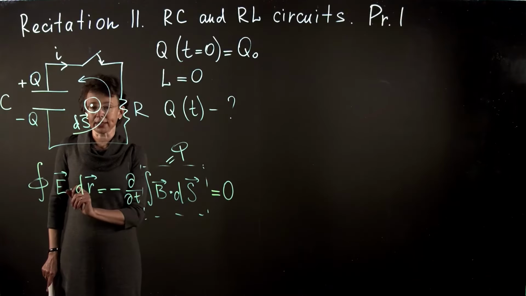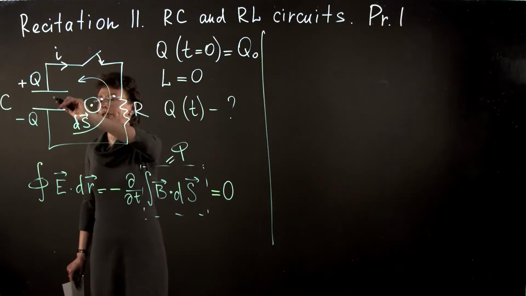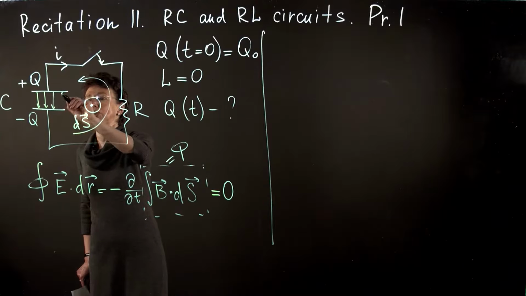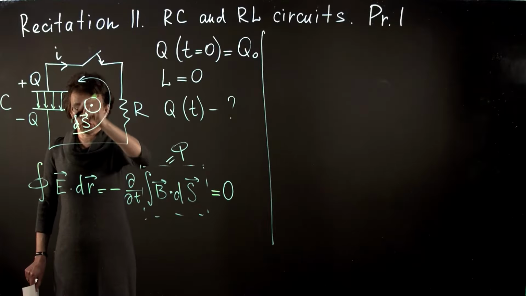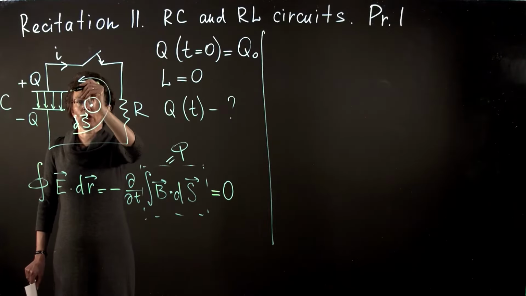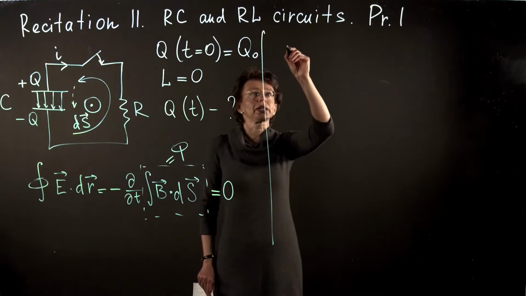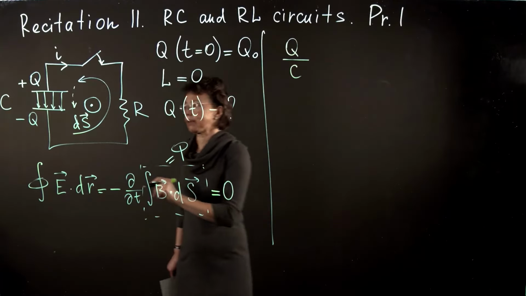What is the left hand side of this equation? Let's go around the loop and we follow our usual rules. So what is E dot dr with our choices when we go across the capacitor? dr is down, the electric field is down, which means that E dot dr is positive. I put plus Q over C.